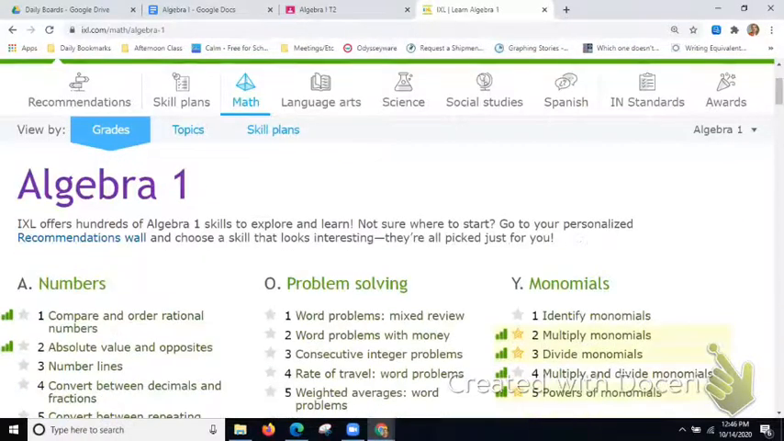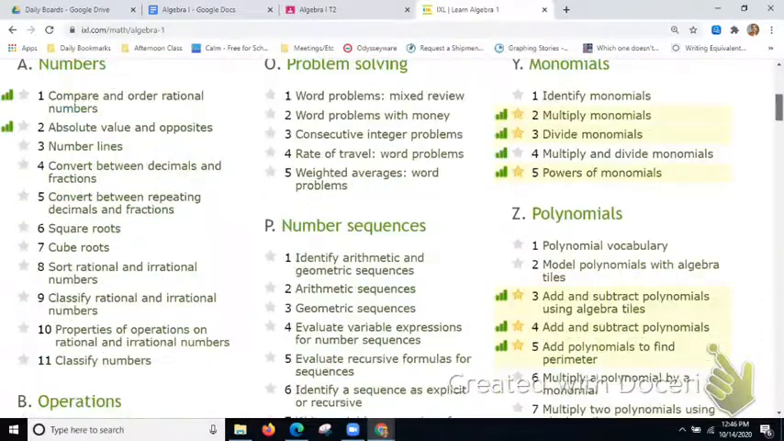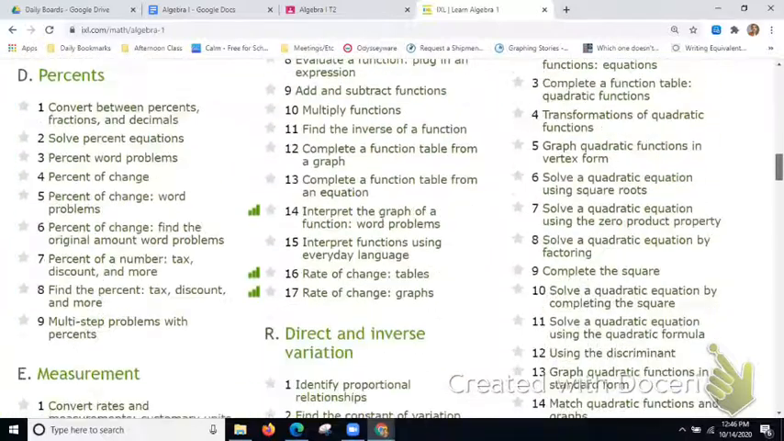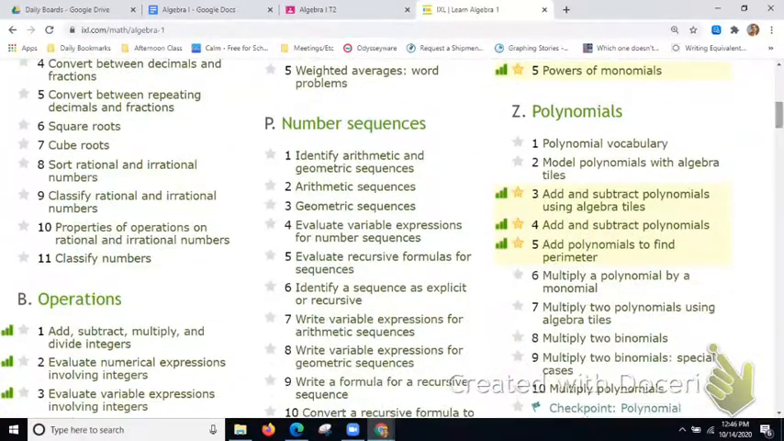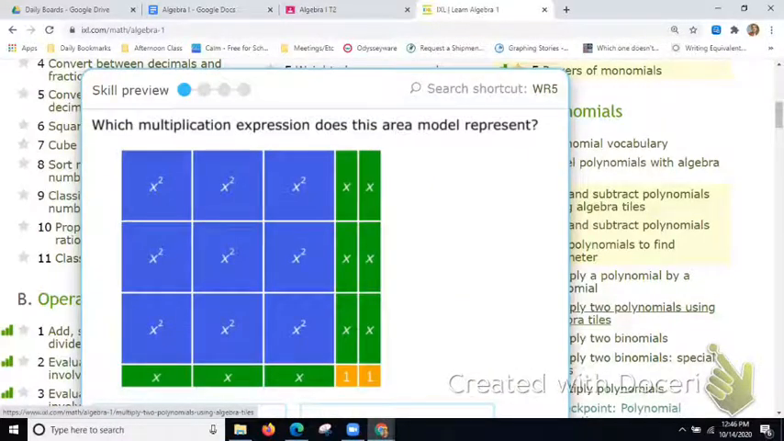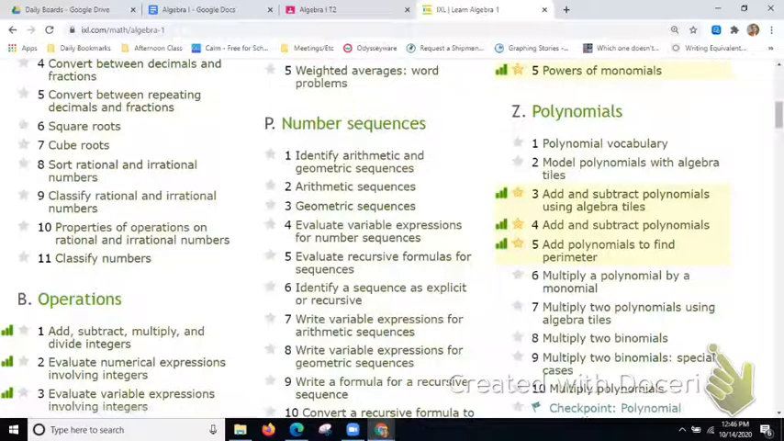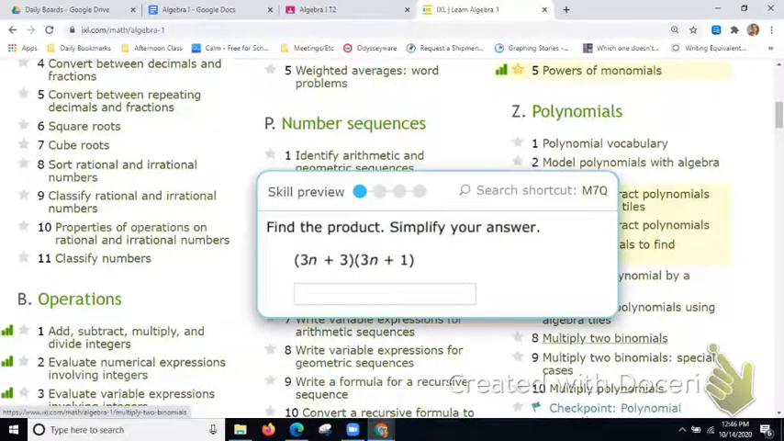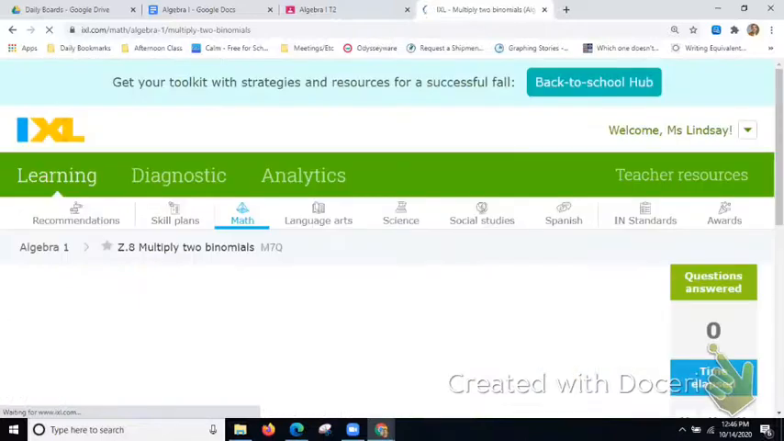Z7 is also multiplication. Oh, I missed it, sorry. So Z7, in Z7, Z7 is algebra tiles multiplication, and we're not actually going to do Z7. Z8.